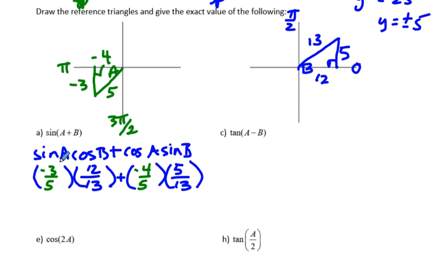Okay, so order of operations says to multiply first, so I get negative 36 over 65. And I get a negative 20 over 65. So my final answer is negative 56 over 65.